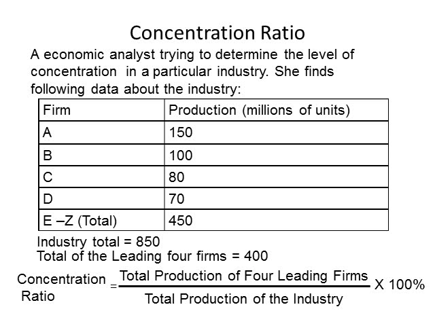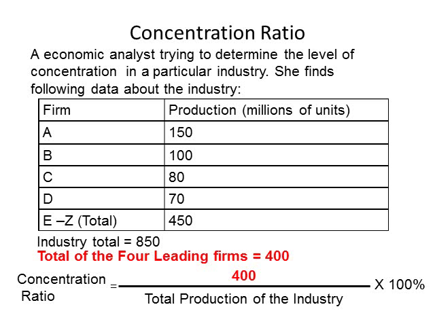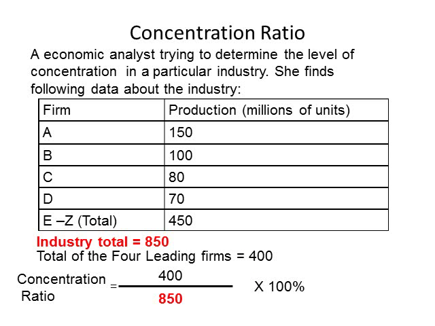The next thing is to write down our formula for the concentration ratio, which is the production of the 4 leading firms, firms A through D in our example, divided by the total production of the entire industry times 100%. Next, substitute in 400 for the total production of the 4 leading firms. Next, substitute in 850 for the total production of the entire industry. Next, divide the total production of the leading 4 firms, 400, by the total production of the entire industry, 850.